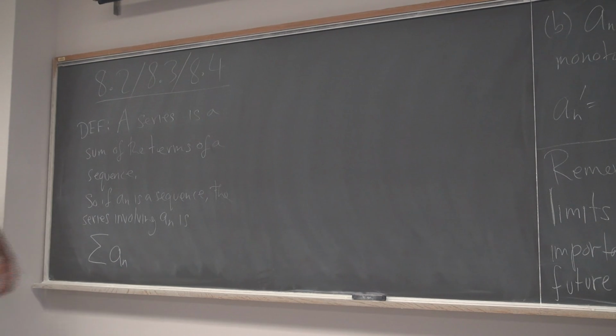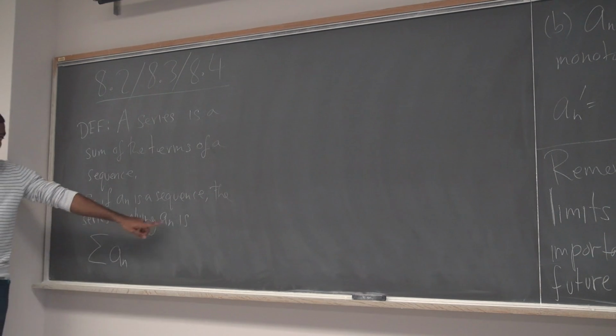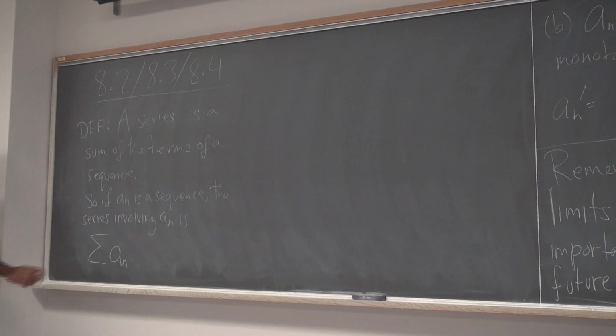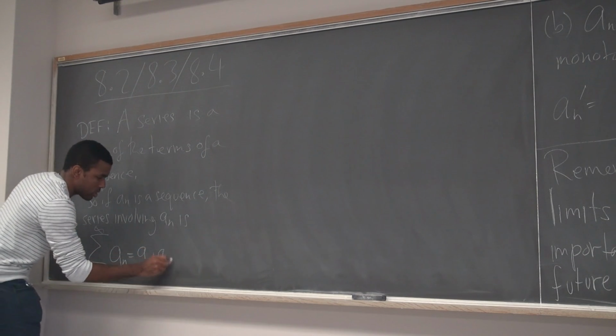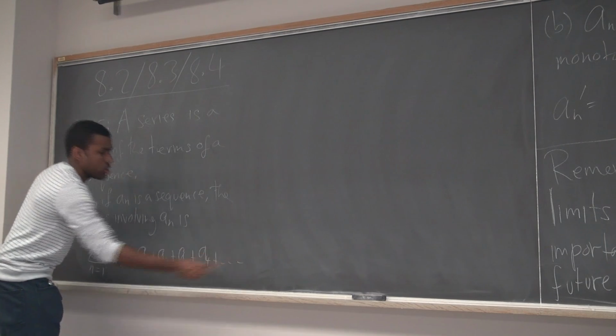in the sequence. So remember, the sequence was just a list of numbers in some definite order, which is defined by the formula given by a_n. However, whenever I put this summation sign here, it means add all the terms. Right? So take that first term, add it to the second term, add it to the third term, add it to the fourth term, etc.